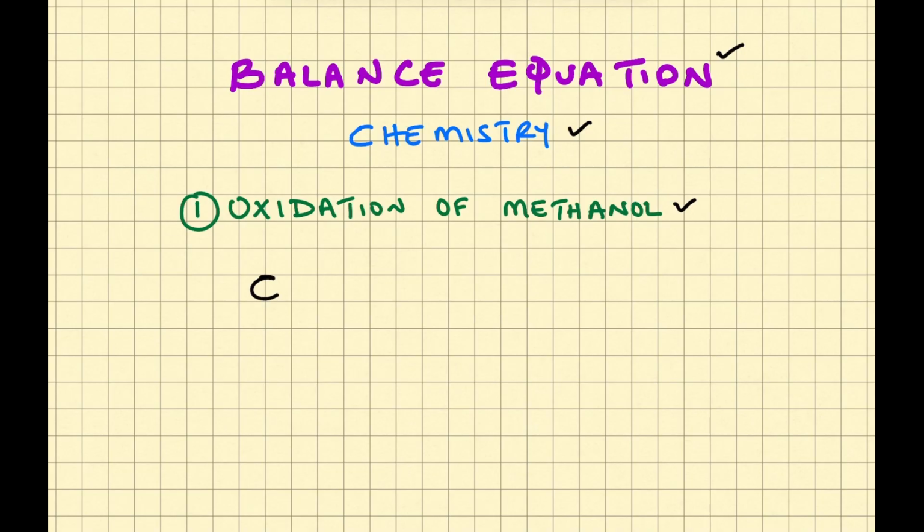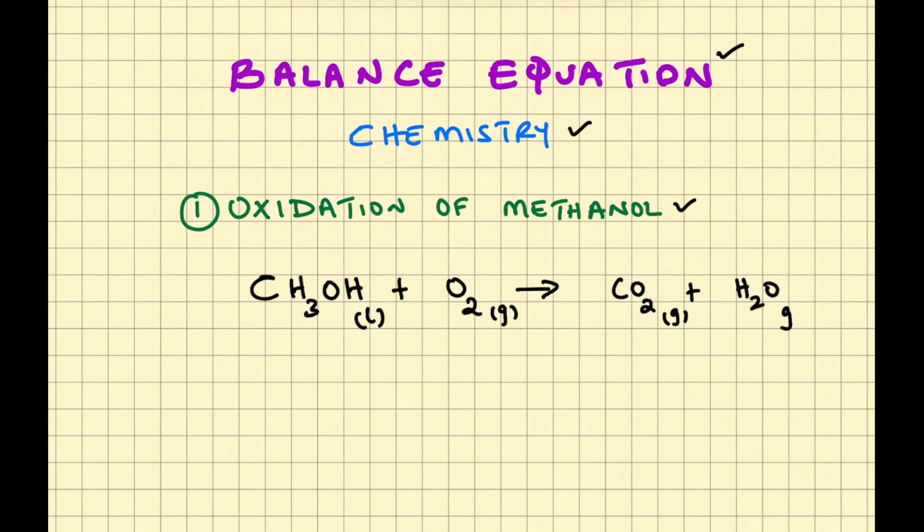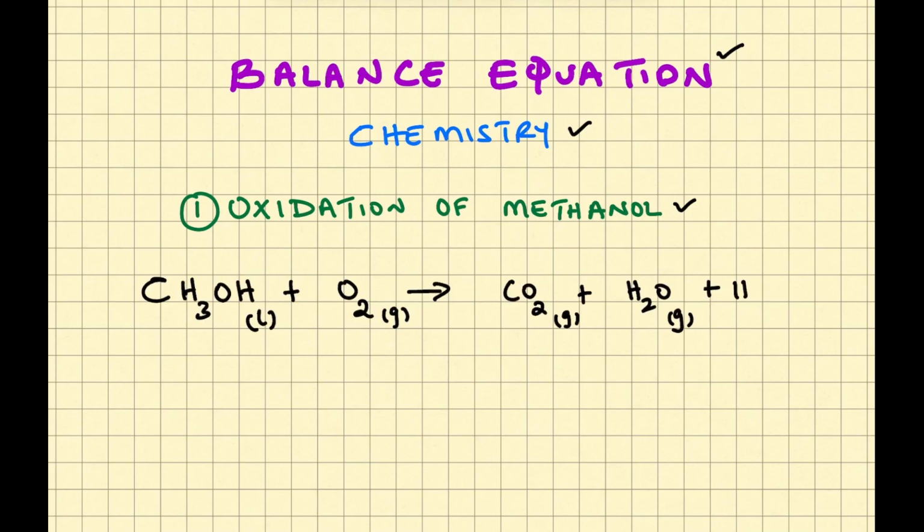So methanol is written as CH3OH, and then because it's an oxidation reaction, that means it's reacting with an oxygen molecule. So methanol is a liquid and oxygen is a gas, and what you're going to get is you always get carbon dioxide gas plus water vapor gas plus heat. So how do we balance this equation?